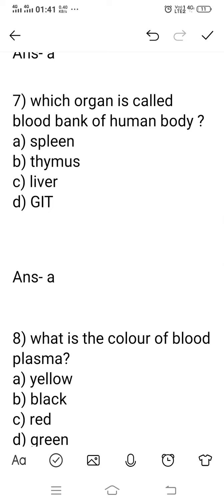Question number 7. Which organ is called the blood bank of the human body? It is an interesting question. Option A spleen, option B thymus, option C liver, option D GIT. So the right answer is option A, spleen. Spleen is called the blood bank of our human body.